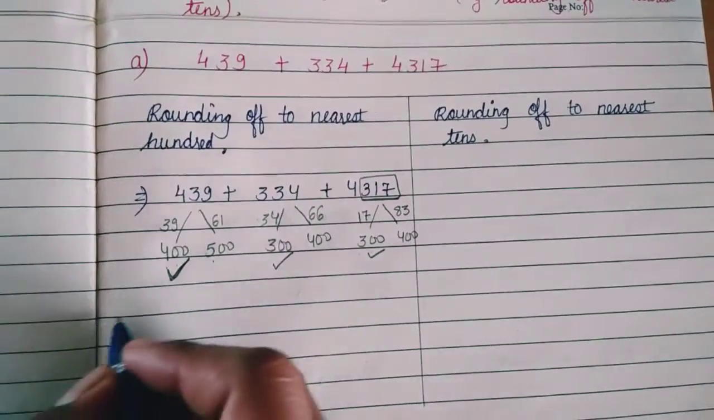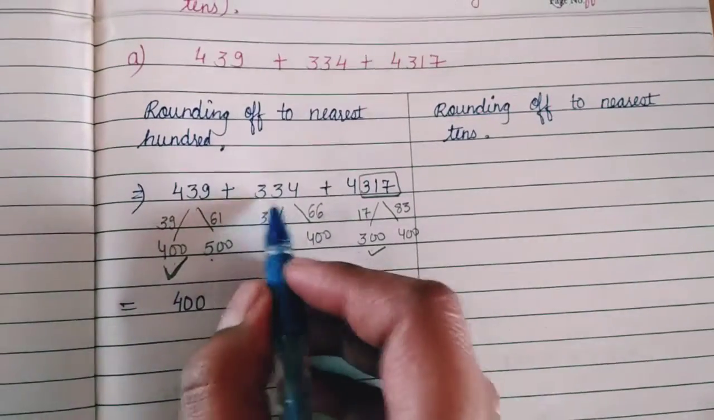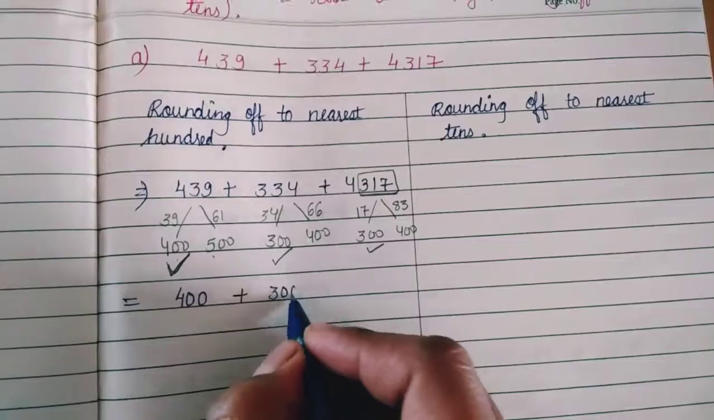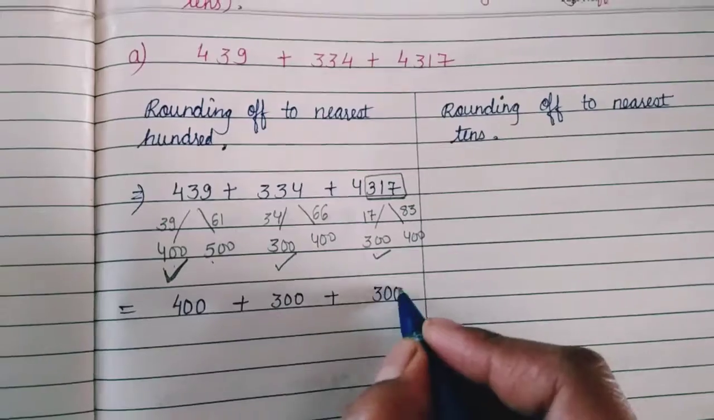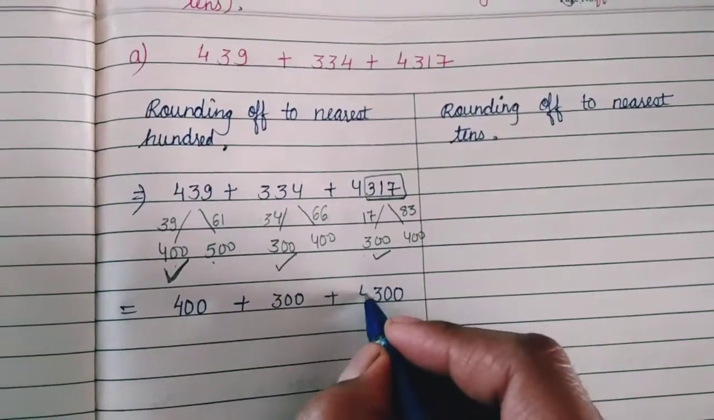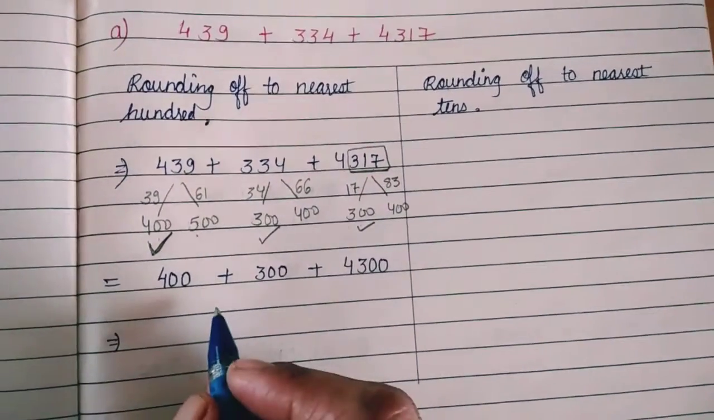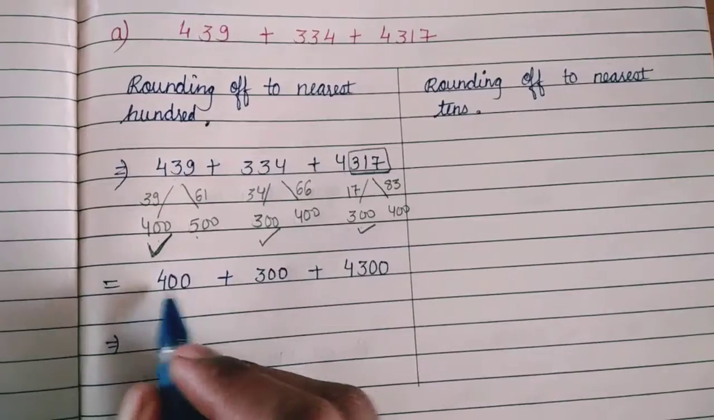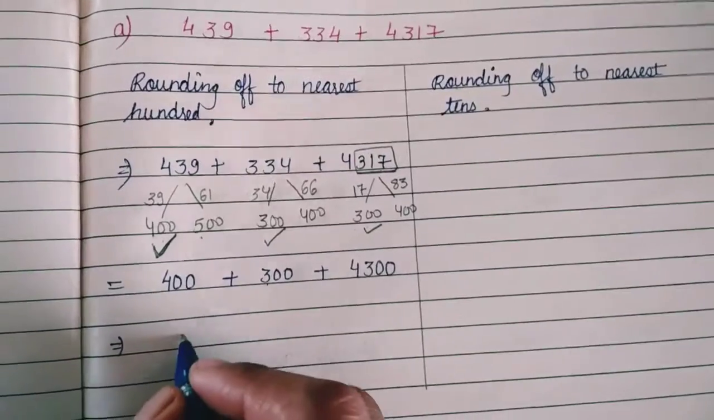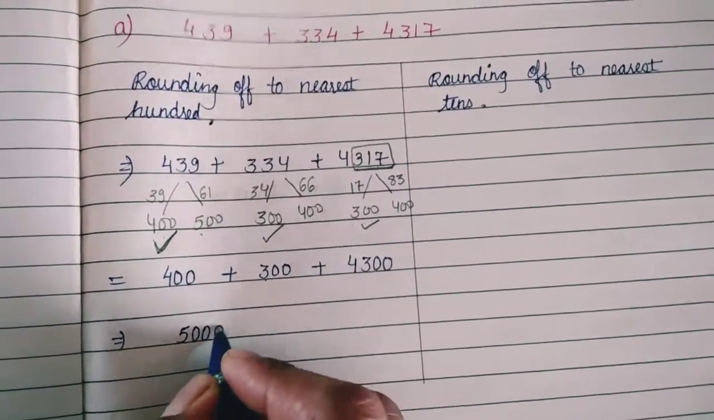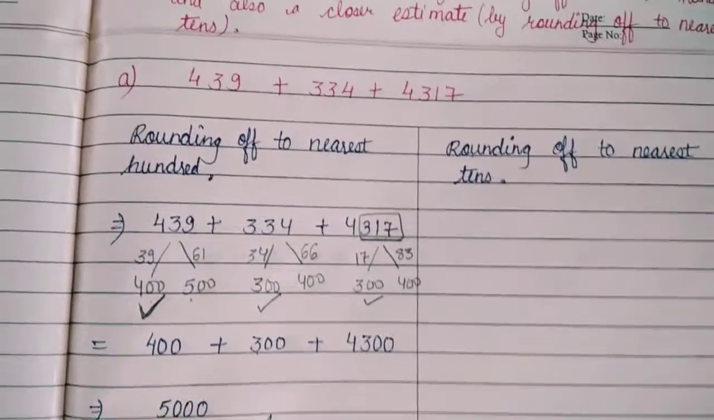So in place of 439 we will write 400. In place of 334 we will write 300. And in place of 317 we will write 300. But the one value that we left will come as it is. After adding them, what will we get? 4 plus 3 is 7, so 700. 700 plus 4300 is 5000. That is the answer when we estimated according to the nearest 100.